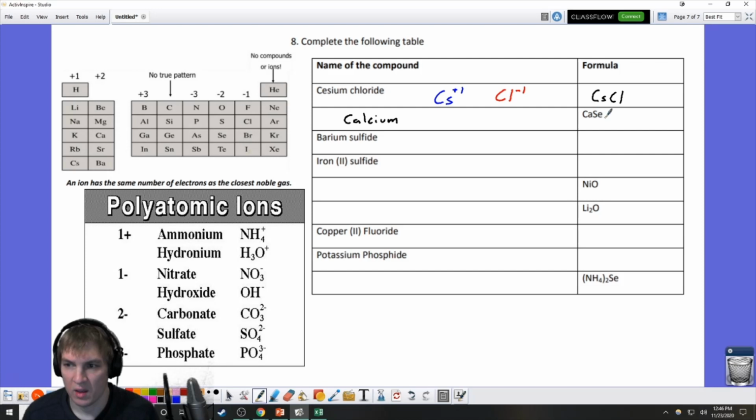And then the element Se, which is right here, that's selenium, right? But we're not going to call it calcium selenium. We actually need to change the ending, and if you recall from earlier, we're changing the ending to IDE. So it's calcium selenide.